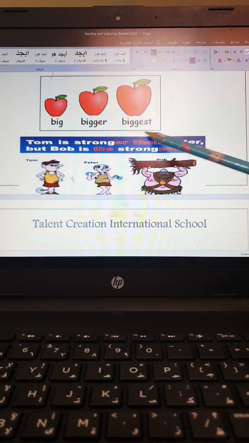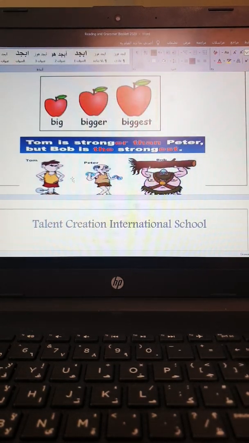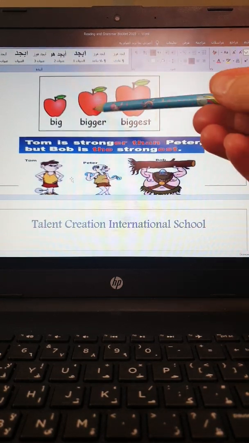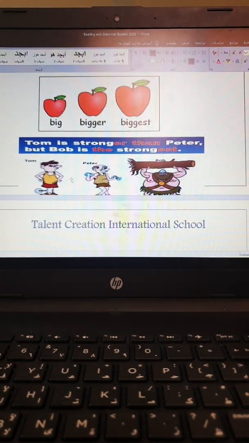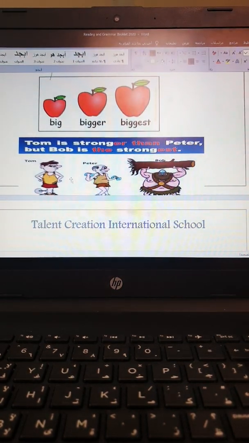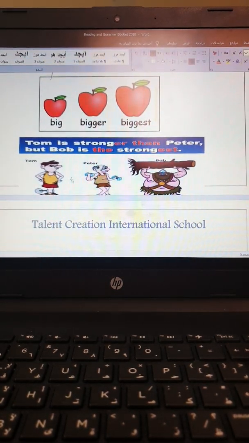Er to compare between two, est to compare three or more. Okay, er to compare between two, est to compare three or more, and this word is a base word.